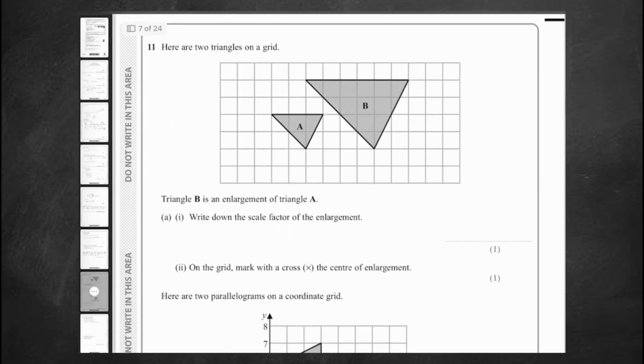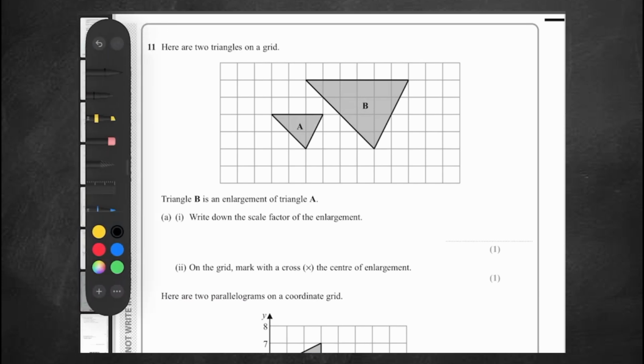Question 11. Here are 2 triangles on a grid. Triangle B is an enlargement of triangle A. Write down the scale factor of the enlargement. So the scale factor can be found by just looking at how many squares that this now covers. So if I just look at this top line here, this is 3 squares wide, and on B this is 6 squares wide. So the scale factor of the enlargement is going to be just 2.